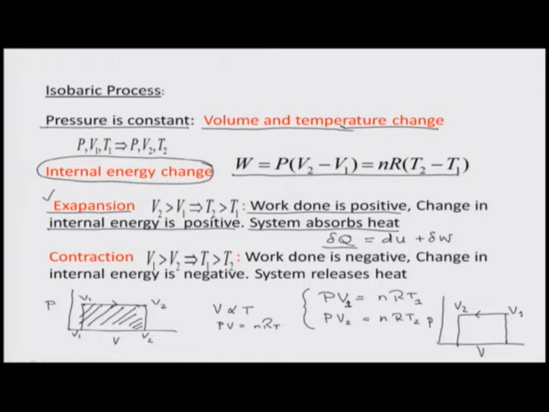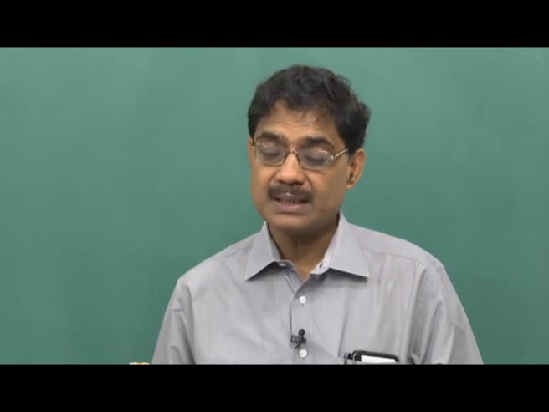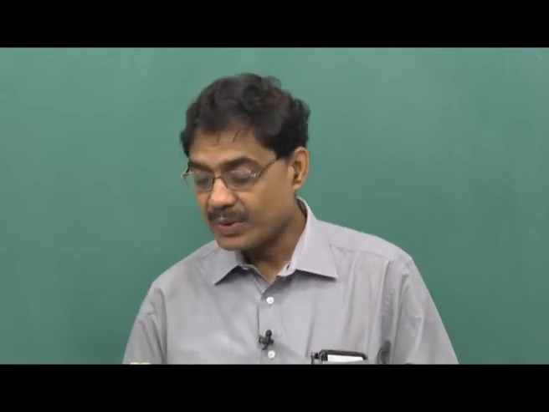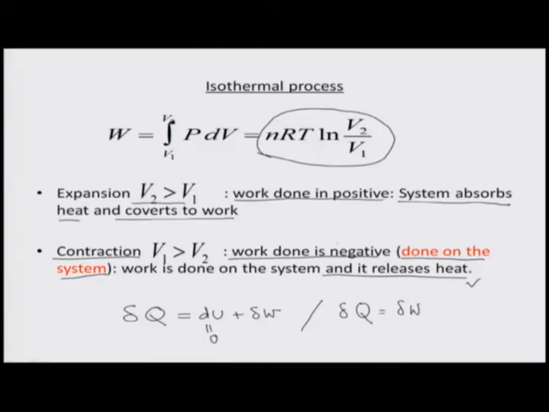So, so far we have summarized three processes. First, isothermal. What is important about isothermal? Temperature is kept fixed, whereas pressure and volume change, satisfying the relation PV is equal to nRT, which I have denoted by a constant C sub I. Internal energy does not change, and you can calculate the work done, and you can find out very easily that when work done is positive, the system absorbs heat, and wherever work is done on the system, it releases heat.